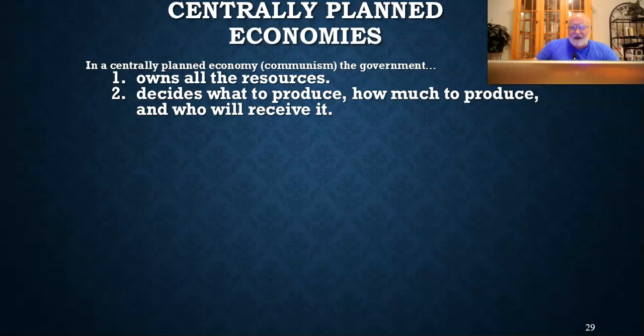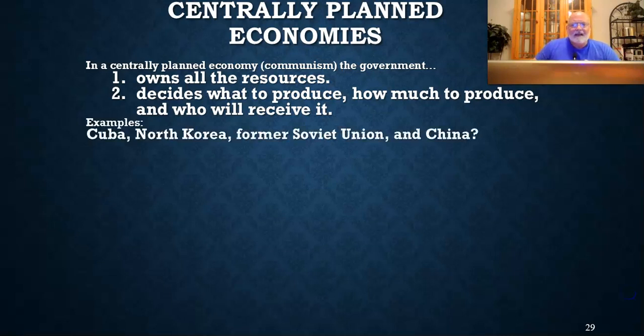So I want you to write this one down too. A centrally planned economy: they decide what to produce, how much to produce, and who's going to get it. Okay. And here are the main countries. You don't really need to write them down.